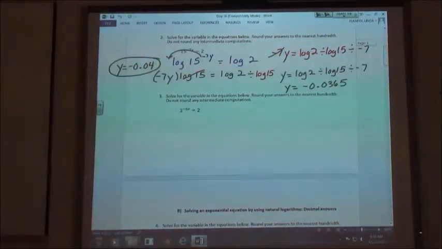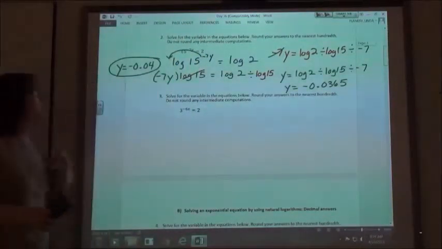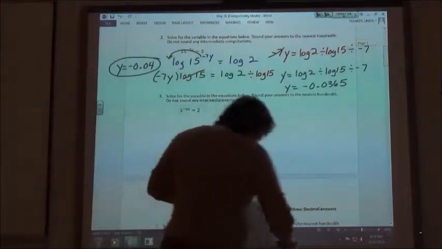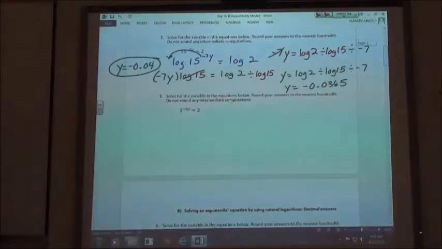Negative 0.04, exactly. Okay? So this one was a little different because this was multiplying here instead of adding and subtracting like on the previous exponent. So number 3 looks pretty close to number 2. You tell me what to do.